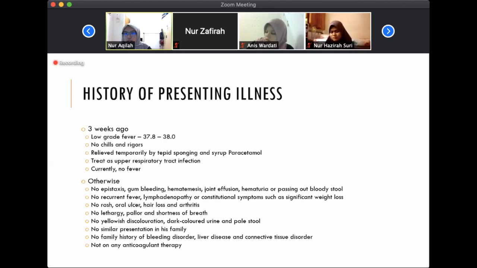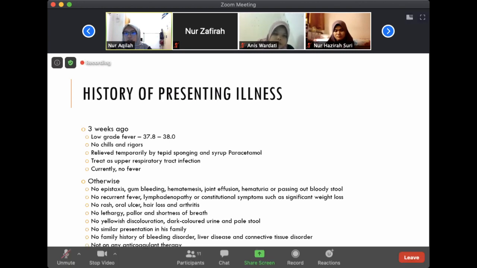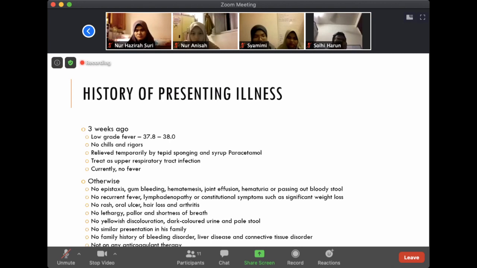Upon further questioning, there is a history of low-grade fever 3 weeks prior to the admission. It was not associated with chills and rigors, and the recorded temperature was between 37.8 to 38 degrees Celsius. The fever was relieved temporarily by tepid sponging and syrup paracetamol. The mother brought the child to a clinic, and the doctor treated it as an upper respiratory tract infection. However, on this current admission, there is no fever reported.